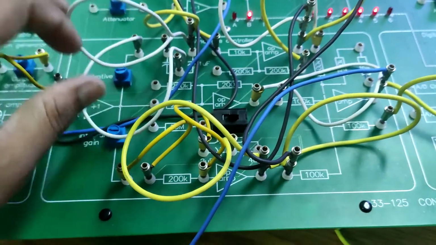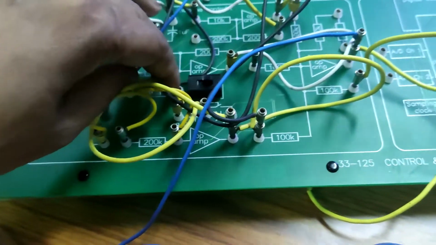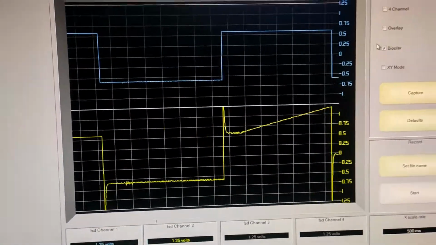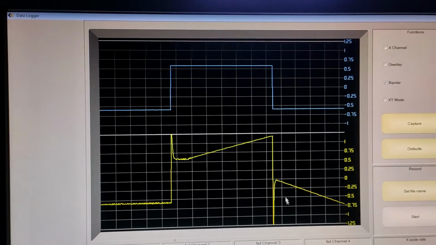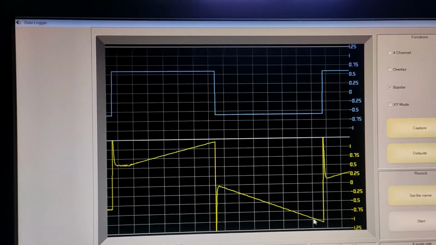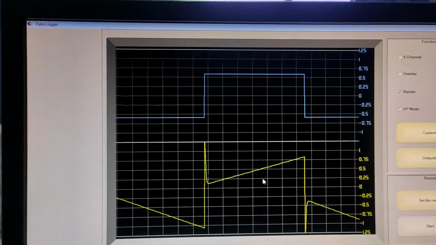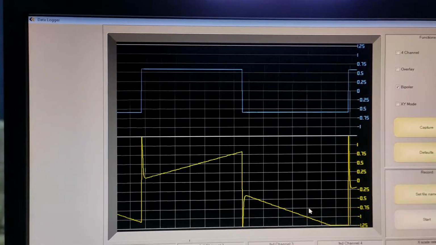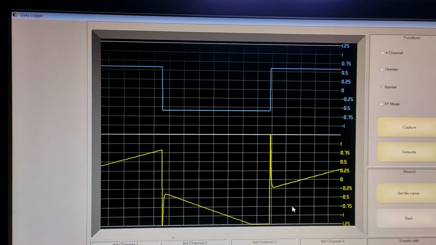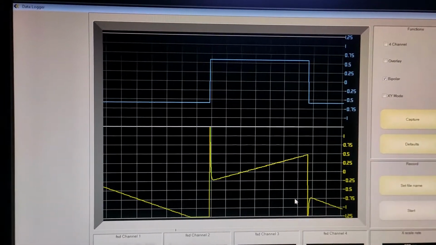Now if you combine all the signals, the PID signal, then see, this yellow one is the combination of the PID signal. This is the input signal and this is the combination of the PID signal. So this is a signal test experiment on PID.